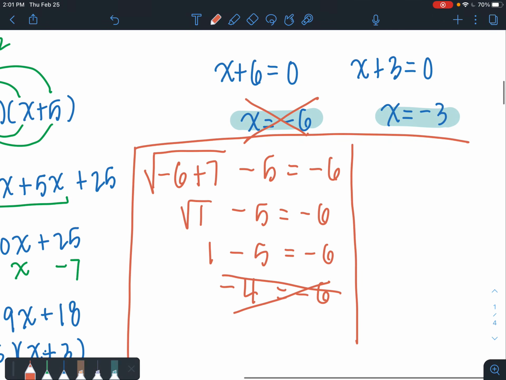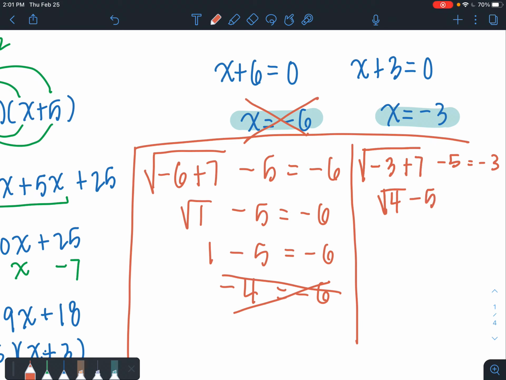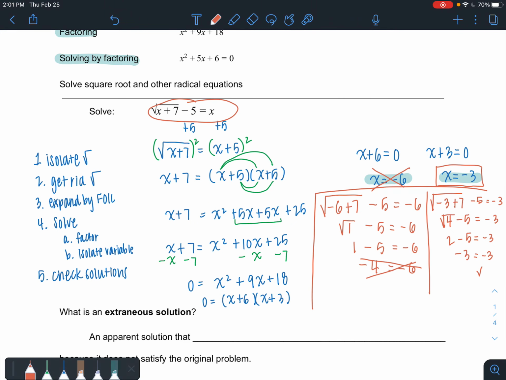Checking for negative 3, square root of negative 3 plus 7, minus 5 equals negative 3. So I have square root of 4 minus 5 equals negative 3. So 2 minus 5, that is in fact negative 3. So that is a solution. So this right here is our only solution to that problem.